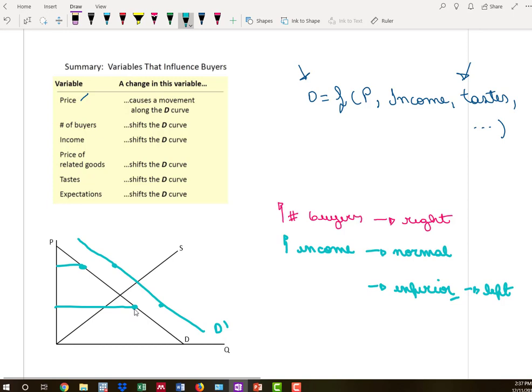Now let's talk about price of related goods. We are also going to have two options. The options are complements or substitutes. So let's say I increase the price of a complement or substitute.